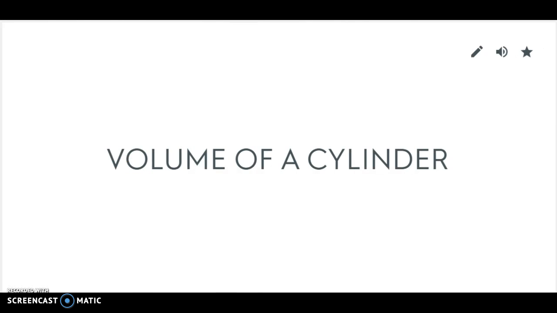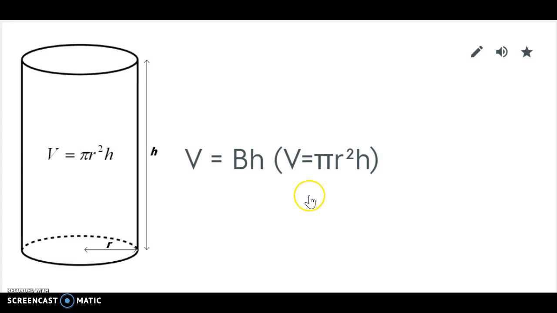Volume of a cylinder. A cylinder is similar to a prism because it has parallel congruent bases. And so this one is the area of the base times the height also. But because it's a cylinder, it's always the same shape, and so it's pi r squared because it's the circle area.